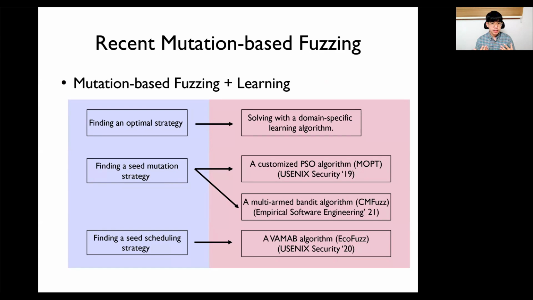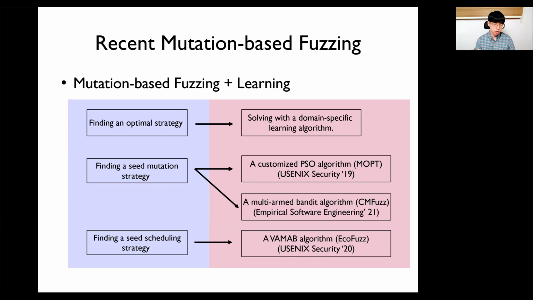So if we look back at the recent mutation-based fuzzing techniques, we can see that each technique serves the problem of optimizing an important strategy in mutation-based fuzzing based on learning. For example, to find an optimal seed mutation strategy, MOPT and CMFuzz presented a customized particle swarm optimization algorithm and a multi-armed bandit problem, respectively.